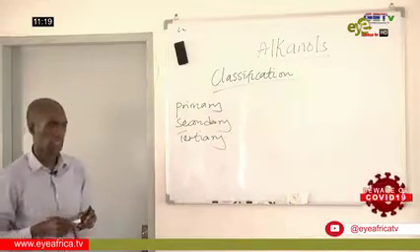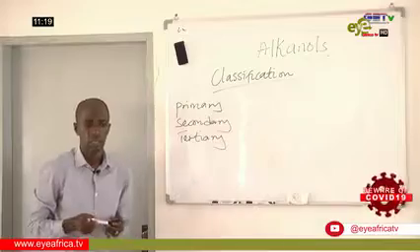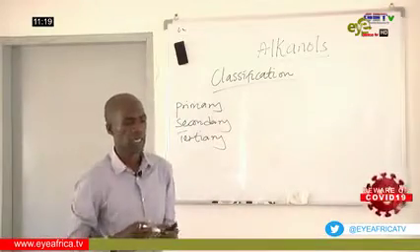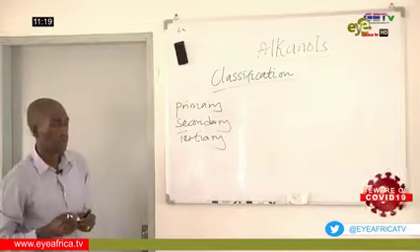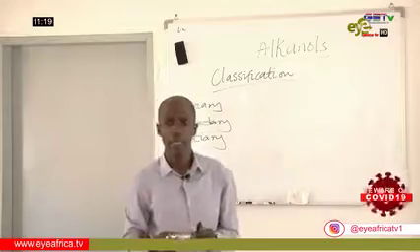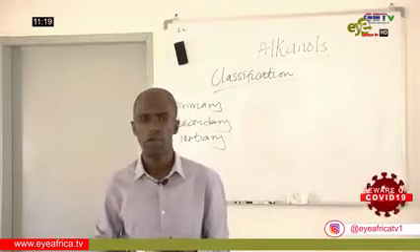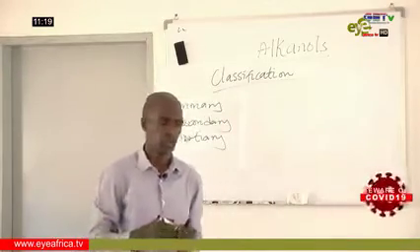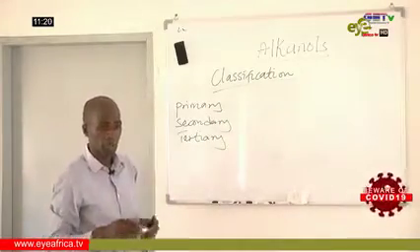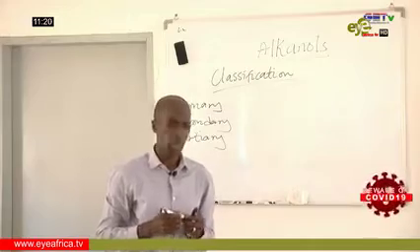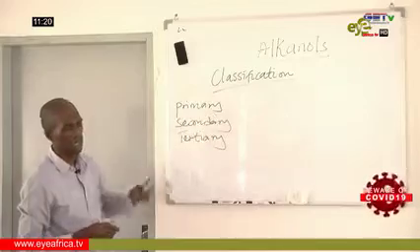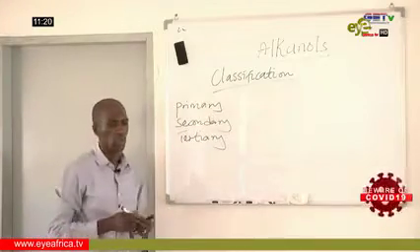We can classify them as primary, secondary, or tertiary according to the number of R groups attached to the carbon that bears the functional group. We've looked at an R group before. We said an R group is an alkyl group, which can be made up of 1 or more than 1 carbons. So depending on how many R groups are attached to the carbon that bears the functional group, that is the alcohol, OH, or the hydroxyl group, we can classify alcohols as primary, secondary, or tertiary.